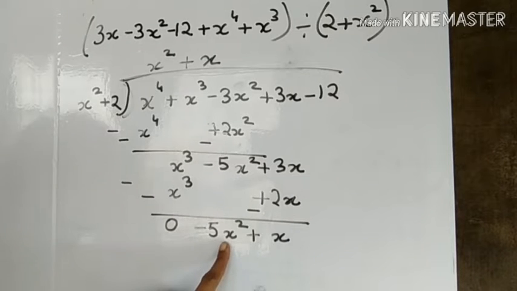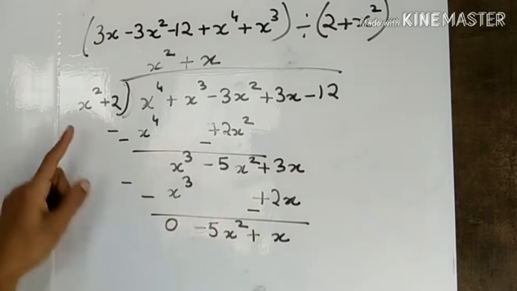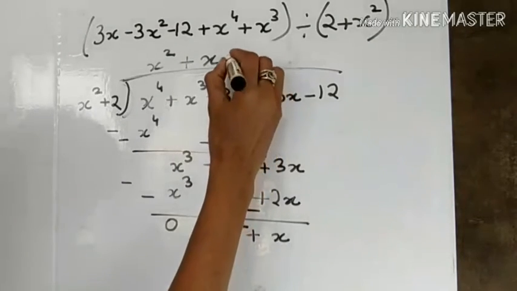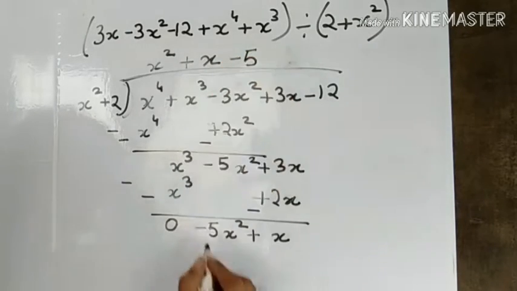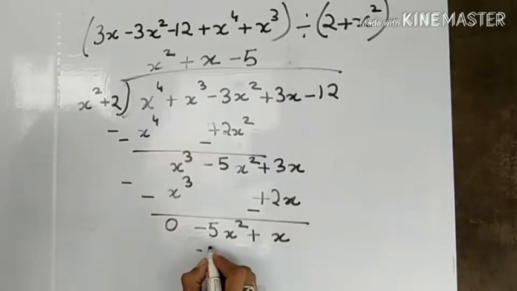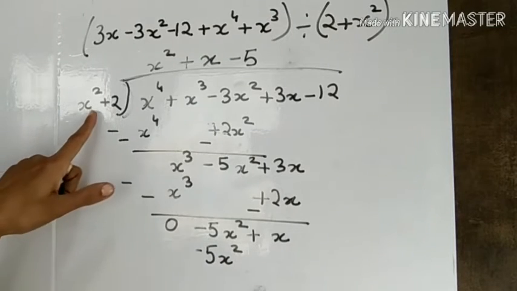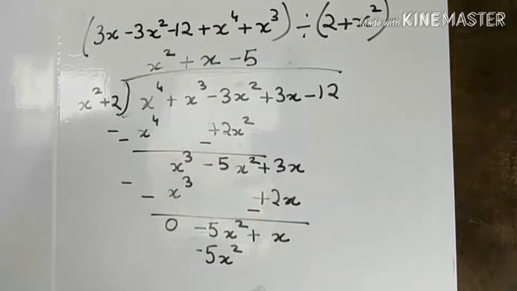Now the term with the highest index is square, and here you have x squared. You need minus 5x squared. So I'm going to multiply with minus 5 because the sign here is minus. So you get minus 5x squared. Plus into minus is minus 10.